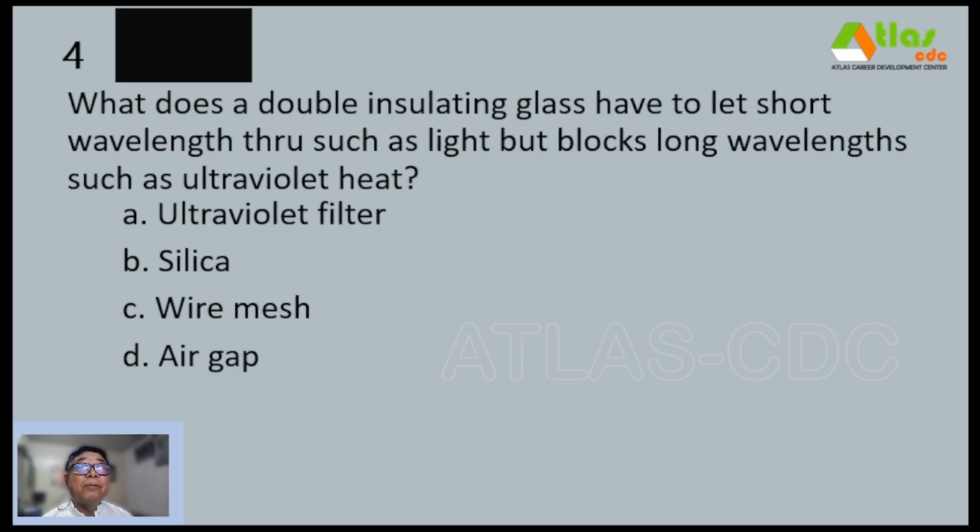Number 4, what does a bubble insulating glass have to let short wavelengths through, such as light, but block long wavelengths such as ultraviolet heat? A, ultraviolet filter, B, silica, C, wire mesh, and D, air gap.